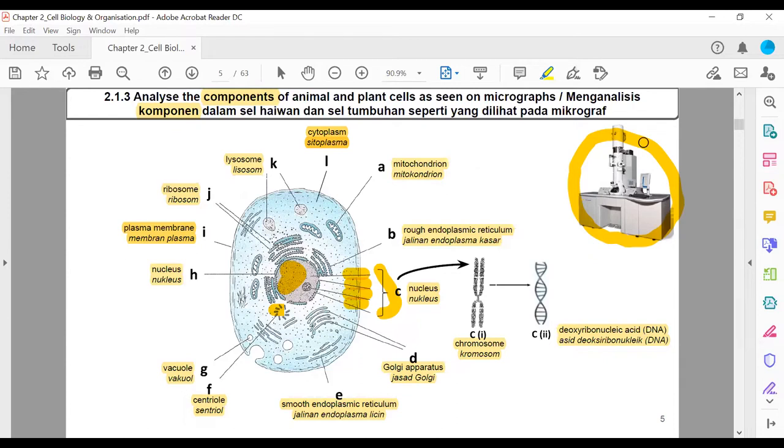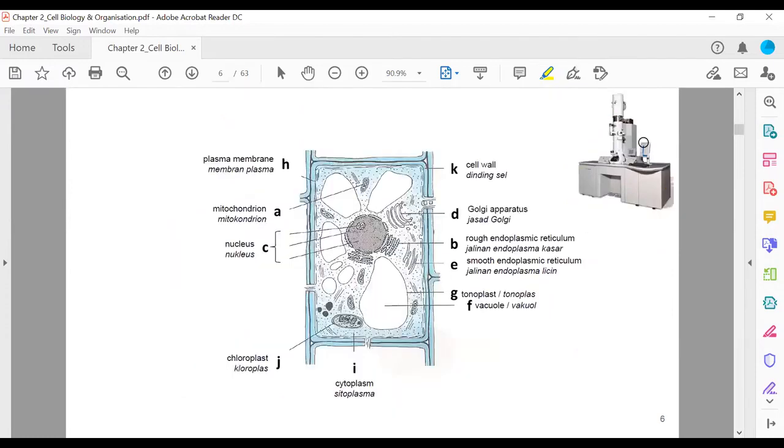Now let's see what are the organelles ataupun cellular component yang ada dalam sel tumbuhan. Let's go. Page number 6. A, mitochondrion.